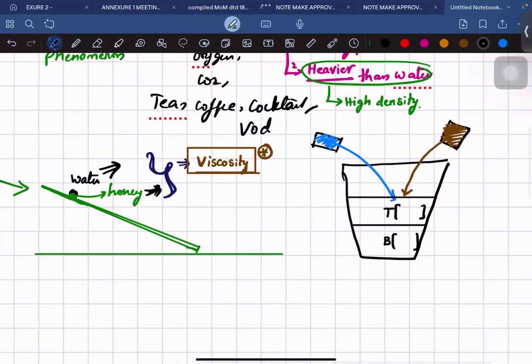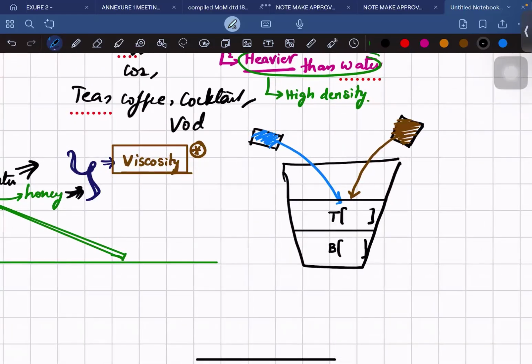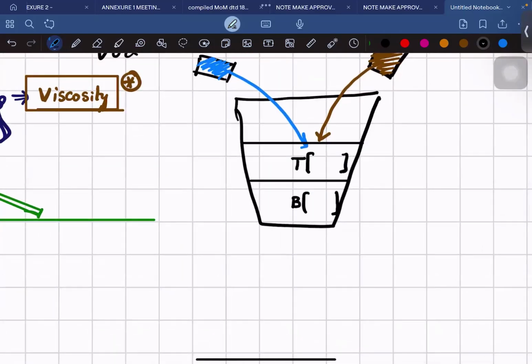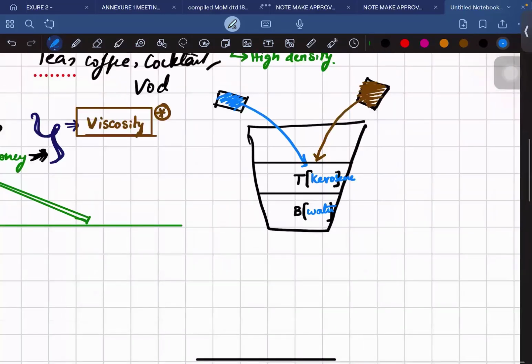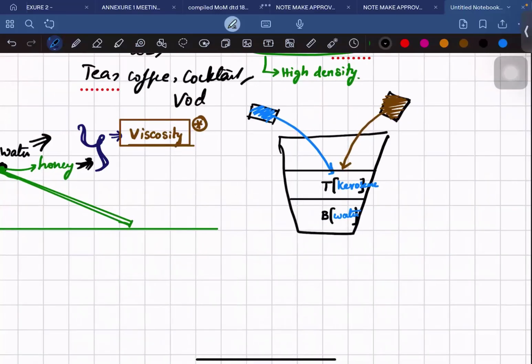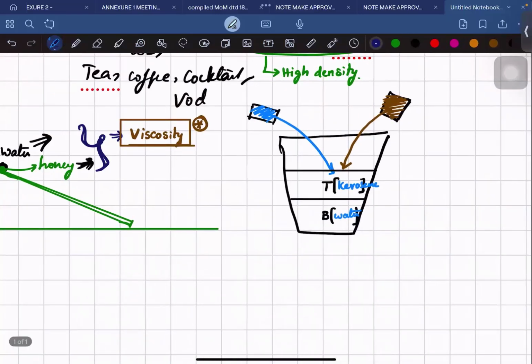Kerosene on top, water at the bottom. Yes, you guys are right. Kerosene at top and water at bottom. So what could be the phenomenon, the fluid mechanical property, which is causing them to stay like this? What is the difference? Kerosene has lower density than water. Yes, you guys are right.